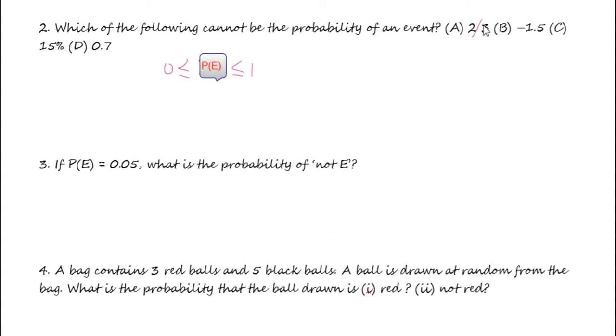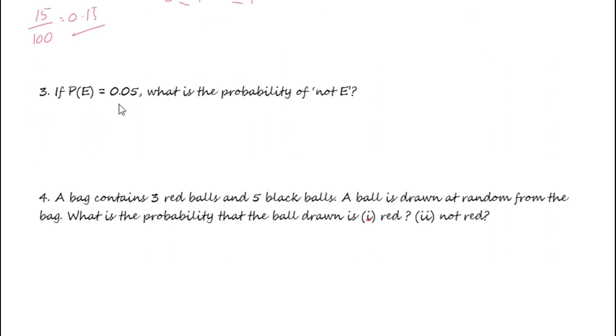So 2 by 3, this is between 0 and 1, it is possible. Minus 1.5, this is not possible. 15% can be written as 15 divided by 100 is equal to 0.15. So this is possible. This is 0.7. This is also possible.